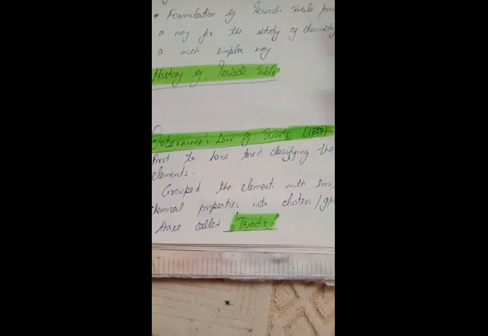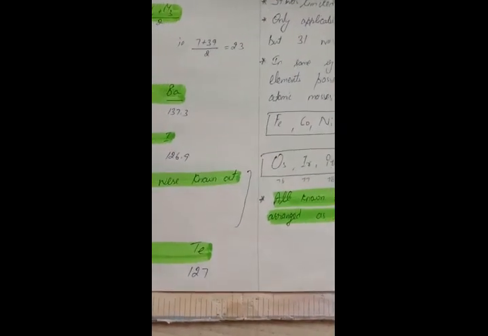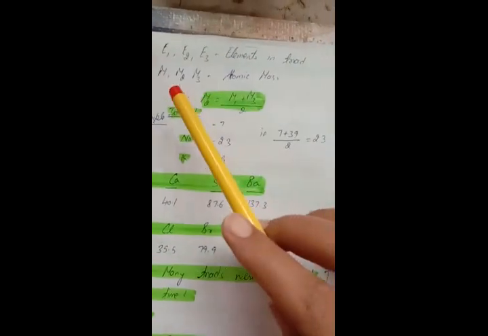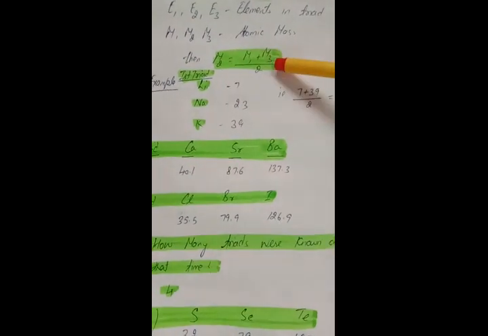Triads means elements in groups of 3. You have done it in your 10th standard also, in the last chapter of chemistry, that is classification of elements. You have read about Döbereiner. So I have written here E1, E2 and E3. They are the elements which are present in a triad, and M1, M2, M3 are their atomic masses.